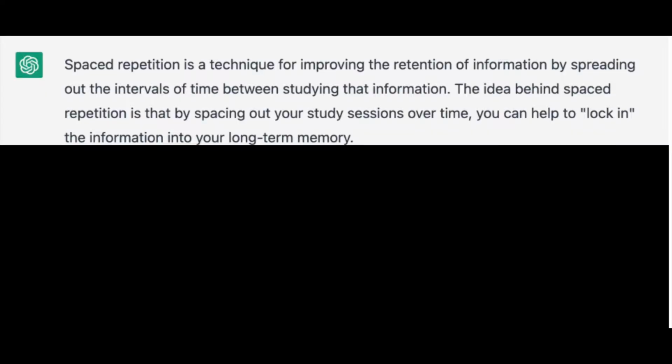My guest today, artificial intelligence, says, and I'm going to give my feedback on this: spaced repetition is a technique for improving the retention of information by spreading out the intervals of time between studying that information. The idea behind spaced repetition is that by spacing out your study sessions over time, you can help lock the information into your long-term memory. That's a great little synopsis there. And then it goes on and gives us 6 points on how to do spaced repetition. So let's read what each one of these 6 points are, and then let's talk about them.